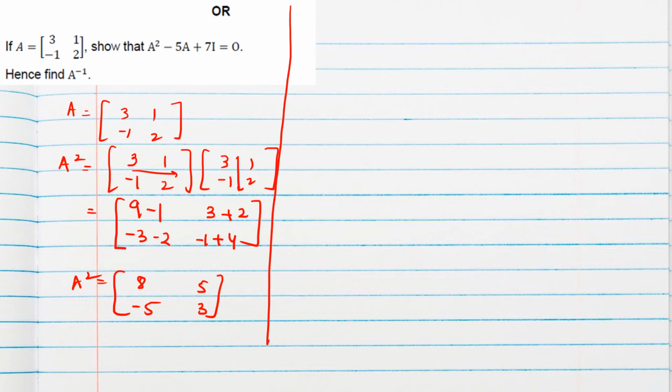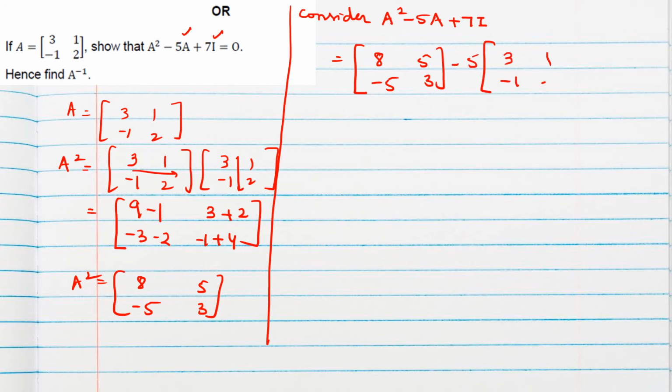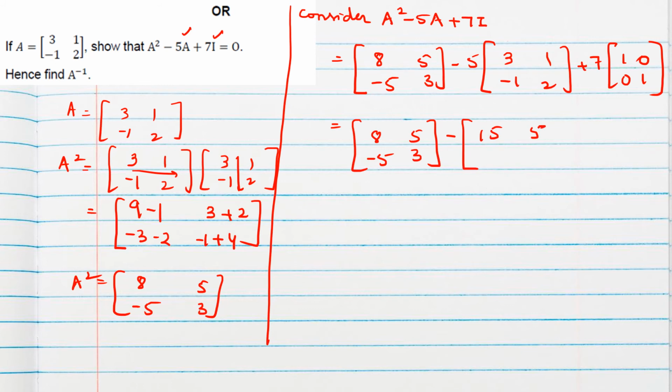Substitute A square value, A value, identity matrix value here. So we should consider A square minus 5A plus 7I. 8 minus 5, 5, 3, minus 5 times 3 minus 1, 1, 2 plus 7 times 1, 0, 0, 1. So this matrix we can copy here. Now 5 will get multiplied with each of the element here. Okay, 15, 5, minus 5 and 10. Plus 7 also will get multiplied with each of the element.